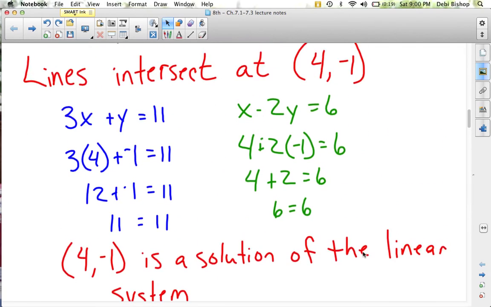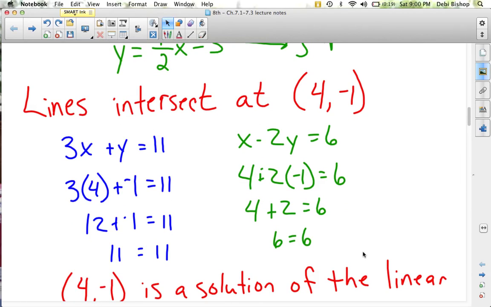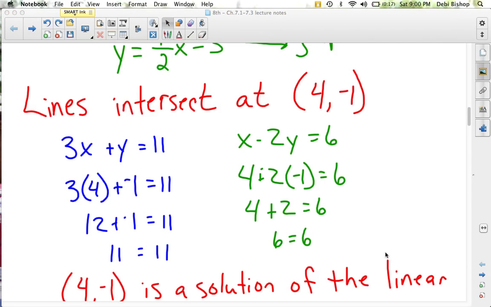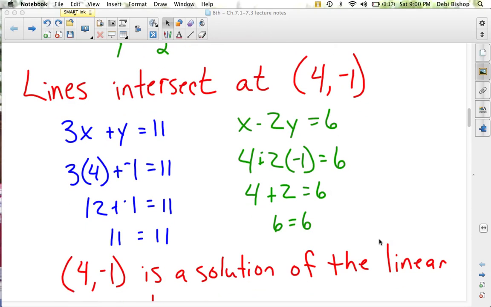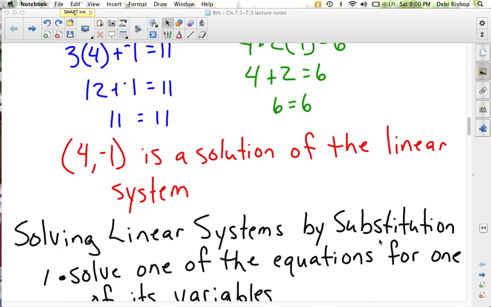So if you go through, I have 3x plus y equals 11. Substitute in 4 for x, negative 1 for y, and you can see that 11 equals 11. That is a true statement. Same thing for x minus 2y equals 6. You plug in 4 for x and negative 1 for y, and you get 6 equals 6. Since these are both true statements, you know that 4, negative 1 is the solution of the linear system. So that's one way of doing it.